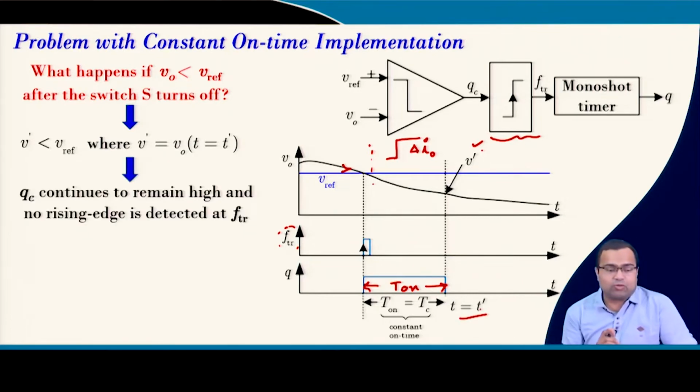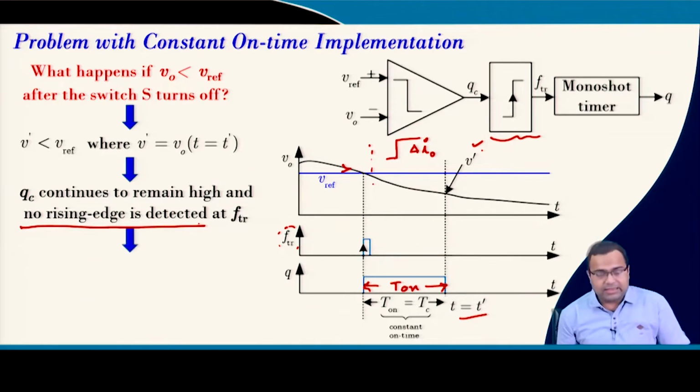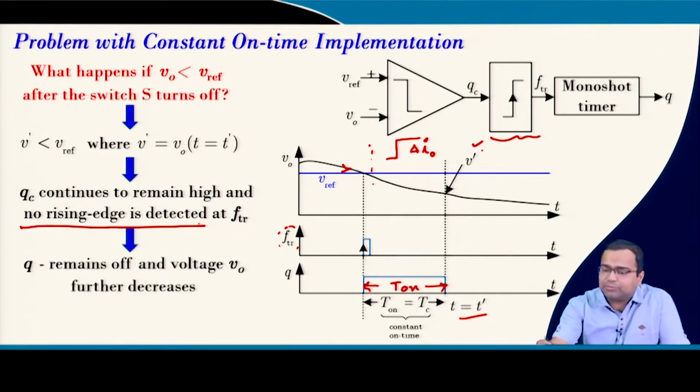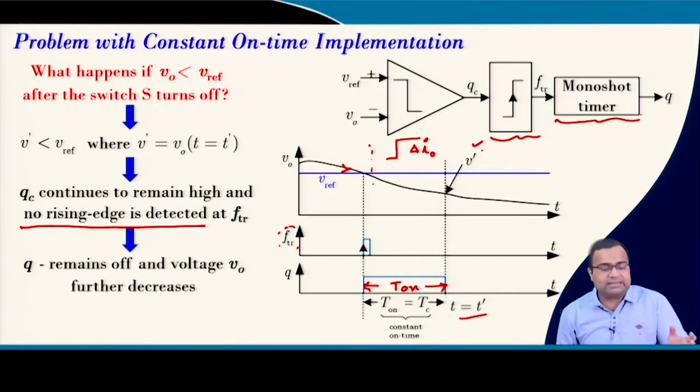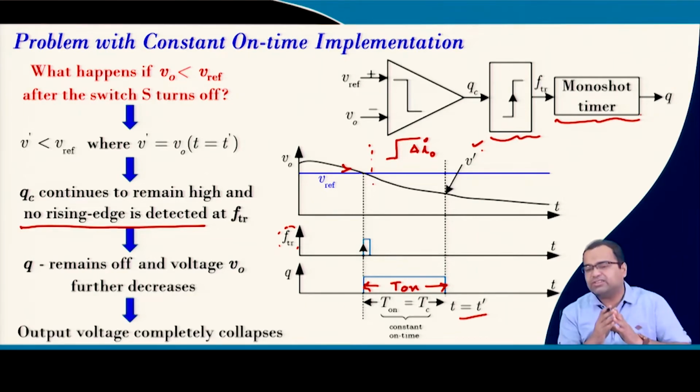The QC continues to remain high and no rising edge is detected, and this cannot enable the timer. This monoshot timer cannot be enabled. As a result, the Q gate signal remains low, or it is turned off. It continues to remain turned off, and then the output voltage will further decrease and ultimately the voltage will collapse.